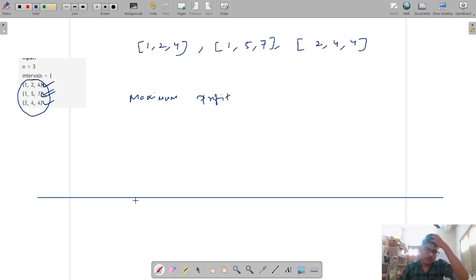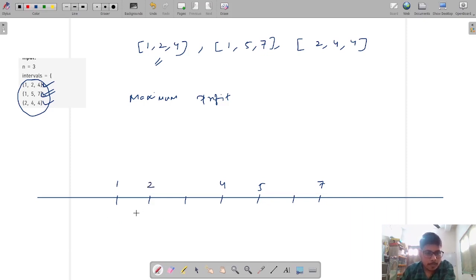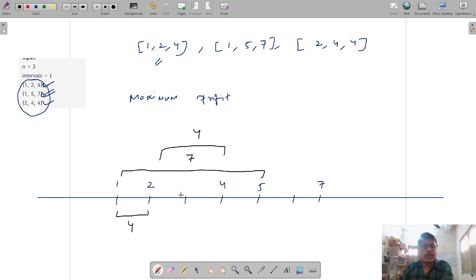What does that mean? Suppose consider this case. For 1 to 2, here is 1, here is 2, here is my 3, 4, 5, 6, 7. For 1 to 2, I am having a profit of 4. From 1 to 5, I am having a profit of 7. From 2 to 4, I am having a profit of 4. So I have to find the maximum profit I can gain by including just the non-overlapping intervals, such that I can gain a maximum profit.